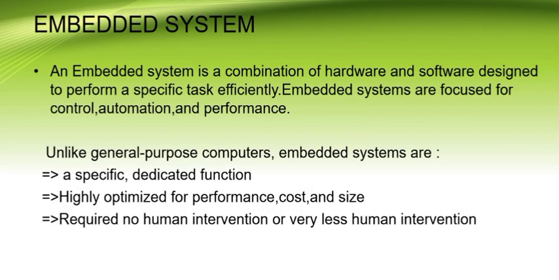Let's see what an embedded system is. An embedded system is a combination of hardware and software designed to do one specific task. Unlike general purpose computers, embedded systems are optimized for performance, cost, and size. Our washing machine system is a perfect example of a dedicated embedded application.